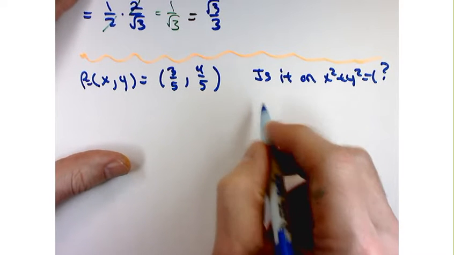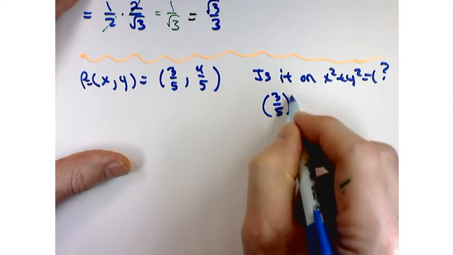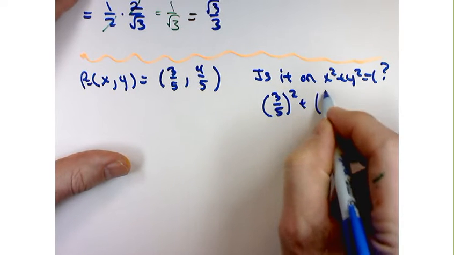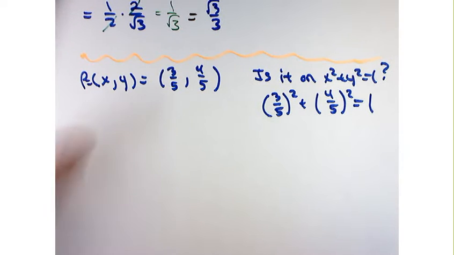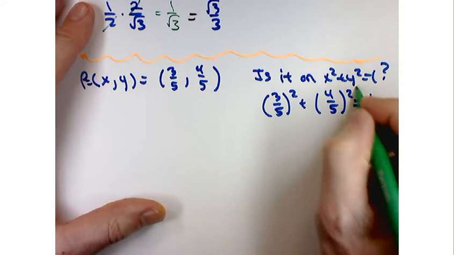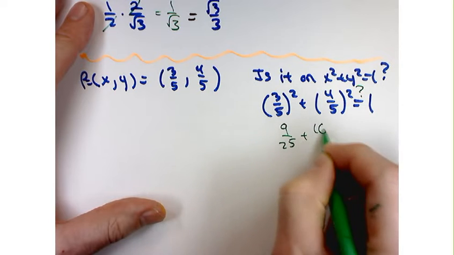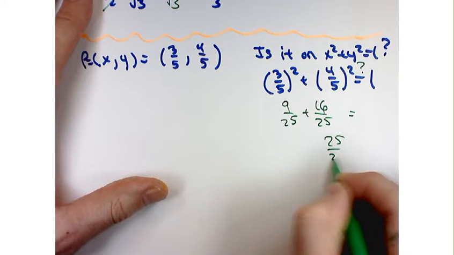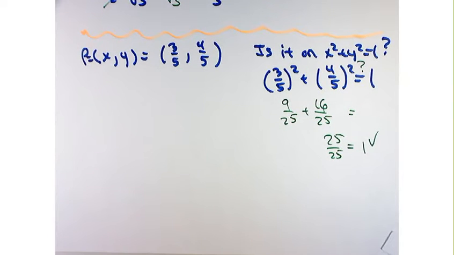So, let's see. If it is, I should be able to take 3/5 and square it, and add 4/5 squared and get 1. Let's see if that's true. That's going to be 9 over 25 plus 16 over 25. That's 25 over 25, and guess what? That is 1. So it works. That's actually a point on the unit circle.